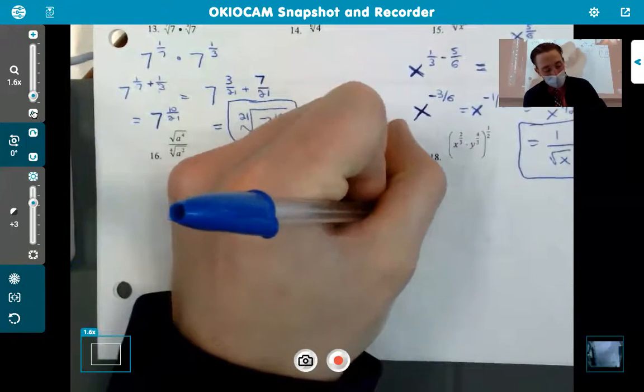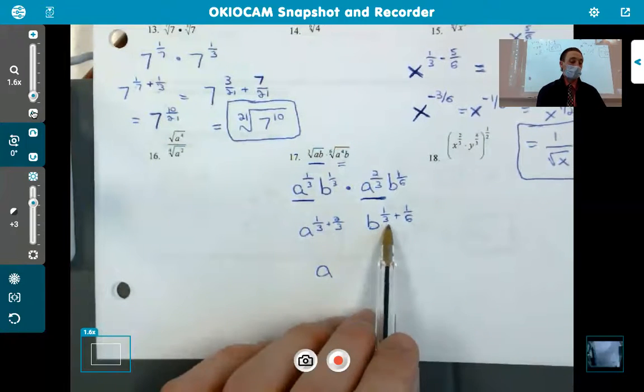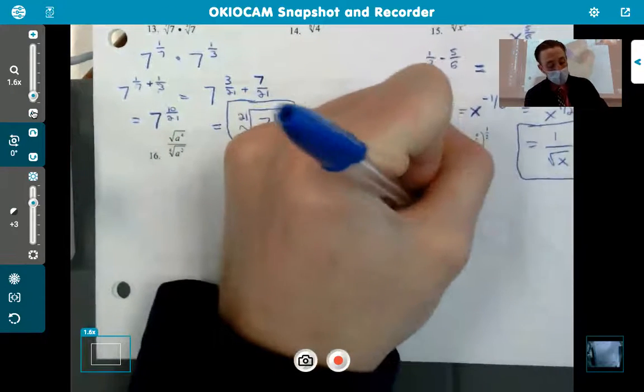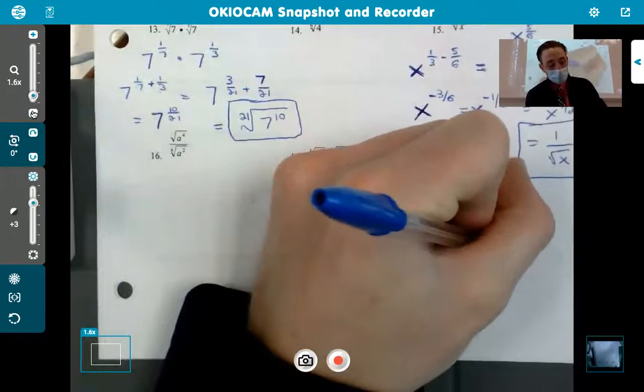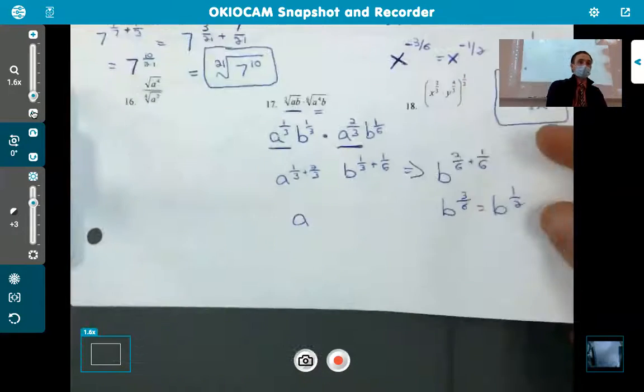B, I have 1/3 plus 1/6. What's that? I have to find a common denominator, right? Which is what? So it's 1/3 plus 1/6. Right. So you're converting. Okay. So the common denominator you're saying is 6. So I'm going to convert this to b to the 2/6 plus 1/6, which is what? The 3/6 or a half. Okay. Take a second to jot that down.